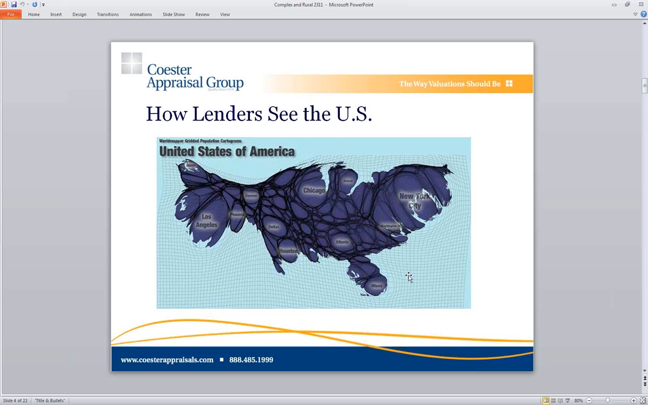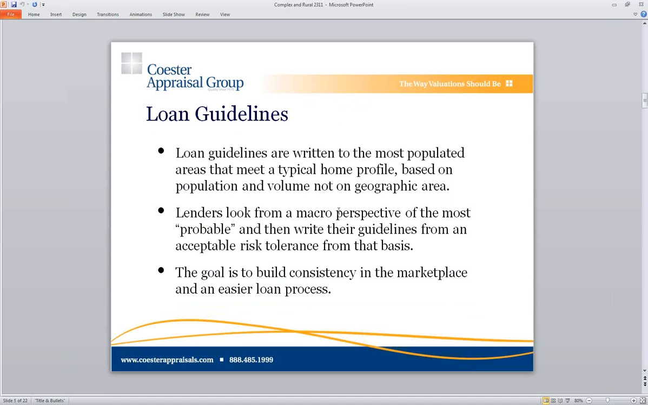So this is kind of how the United States looks from a lender's perspective. So these are written to geographical areas. Again, the loan guidelines are written based on population. Lenders look from a macro perspective. They're not looking city by city. They're not looking county by county. They're not looking zip code by zip code. They're going to say, if I had to write 100,000 loans, out of 100,000, what would the most probable loan be? The goal is to build consistency.